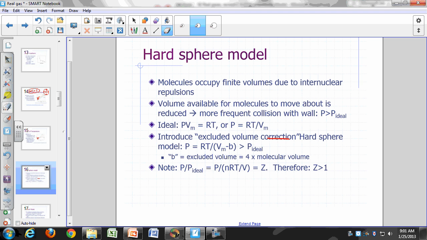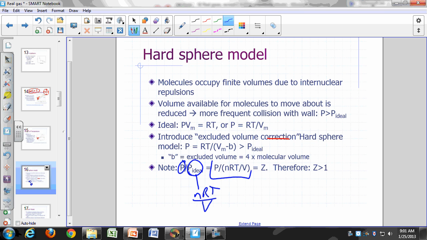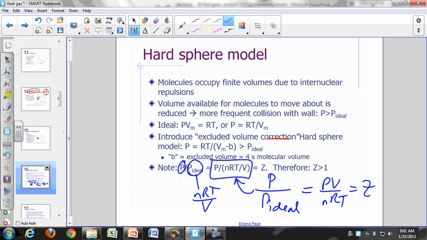Now let's take a look at what it means if the pressure is higher than ideal. Here's the actual pressure of a gas divided by the ideal pressure. What's the ideal pressure? It's just nRT over whatever the volume is. We can rearrange this: the actual pressure over the ideal pressure is just PV over nRT. So that's just Z.